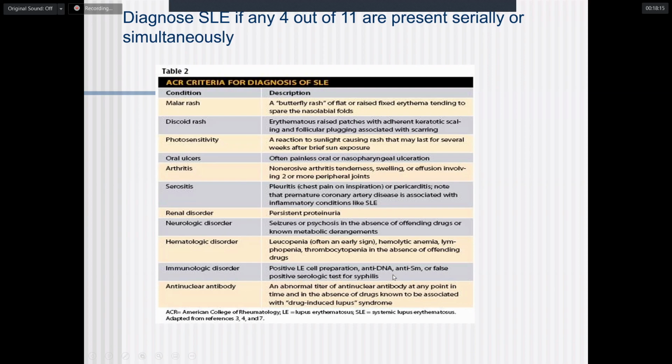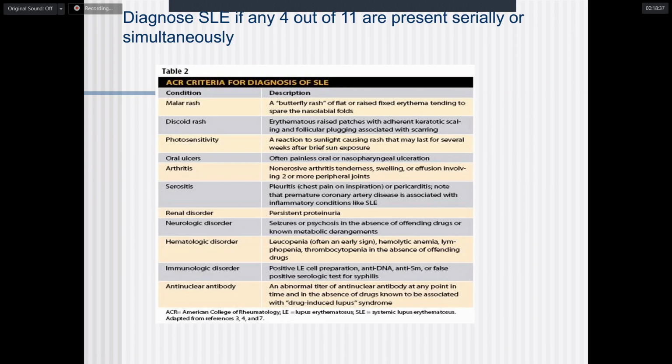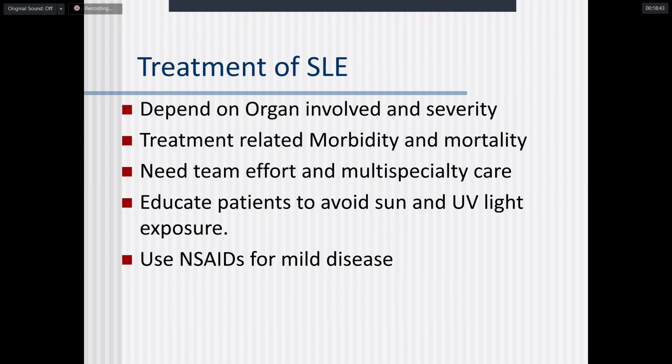serological tests for syphilis. An abnormal titer of anti-nuclear antibody at any point in time, and in the absence of drugs known to be associated with drug-induced lupus. The treatment of lupus, so you need to have 4 out of 11 in order to diagnose these patients or this patient with lupus.